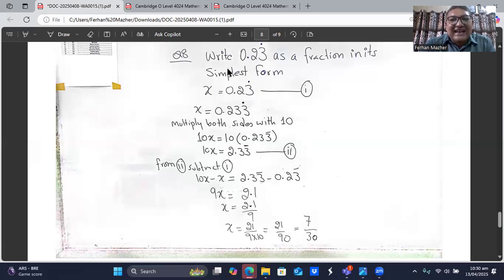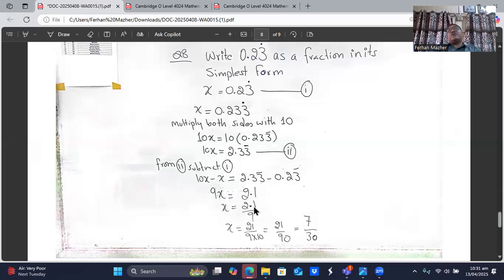So from this second one, I will subtract the first one. So the left side will be subtracted from the left side and the right side from the right side. So you will have 10x minus x equals 2.33 bar minus 0.23 bar. So you will have 9x equals 2.1. So x will be equal to 2.1 divided by 9. So when you remove this decimal in the numerator, you will put a 10 in the denominator. So you will have 21 by 90.